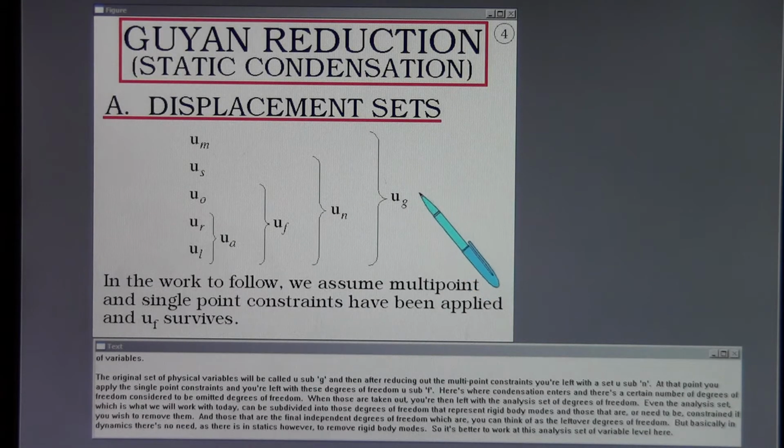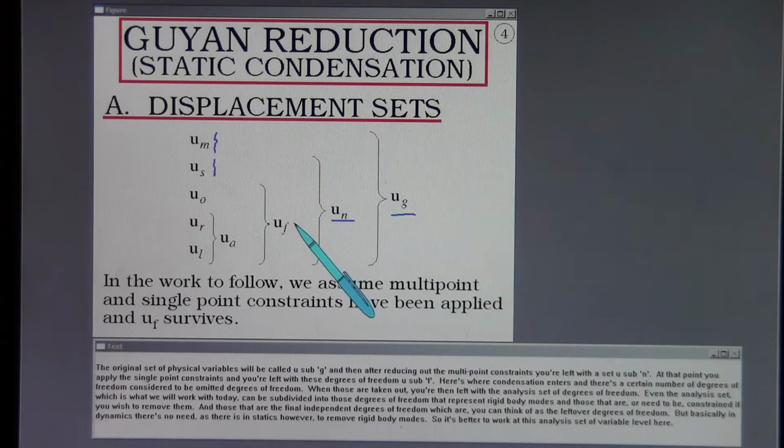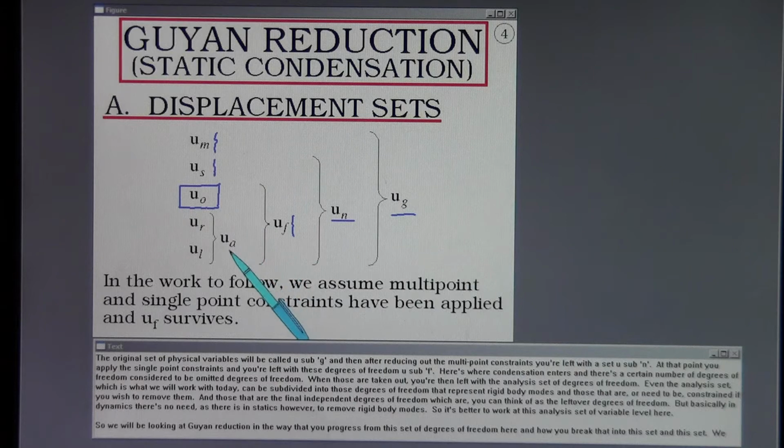The original set of physical variables would be called U sub g, and then after reducing out the multipoint constraints, you're left with a set U sub n. At that point, you apply the single point constraints, and you're left with these degrees of freedom U sub f. Here's where condensation enters, and there are a certain number of degrees of freedom that are considered to be omitted degrees of freedom. When those are taken out, you're then left with the analysis set of degrees of freedom.